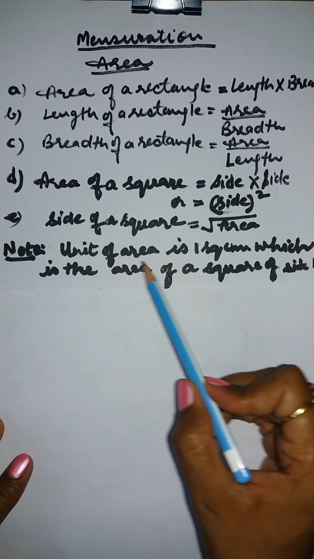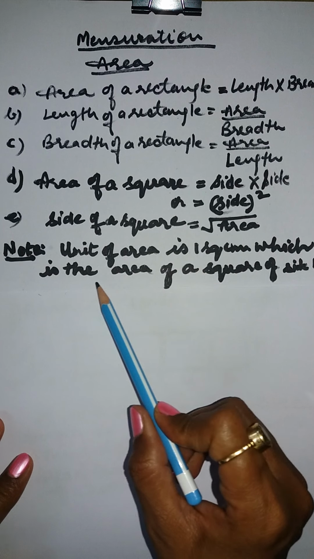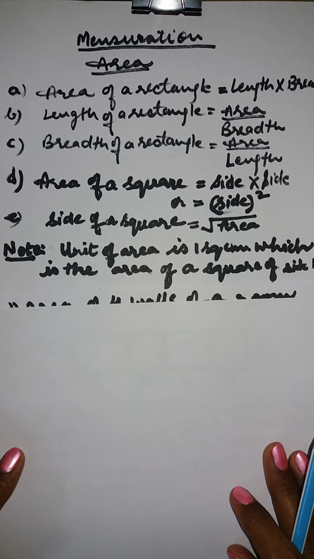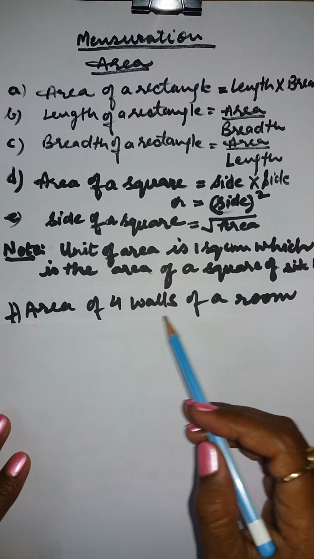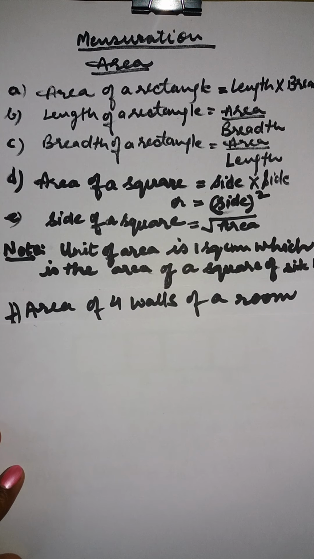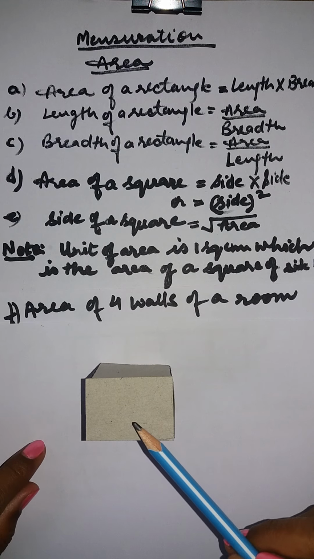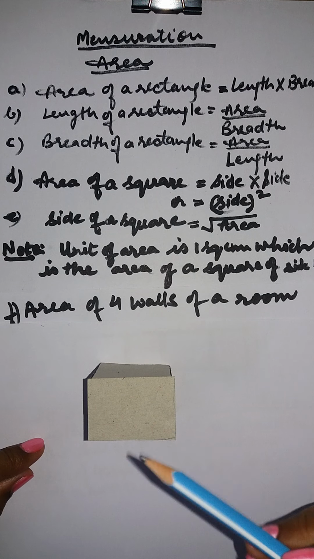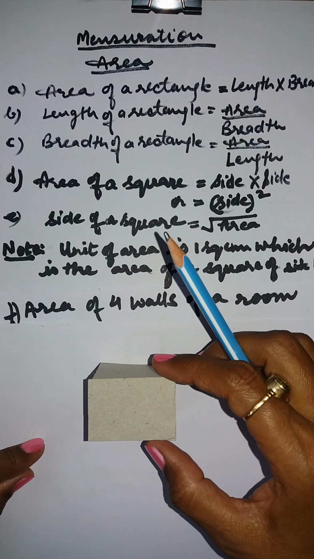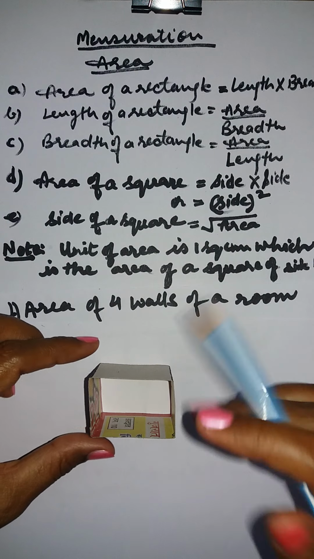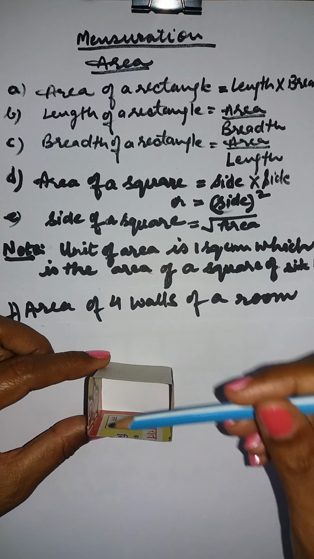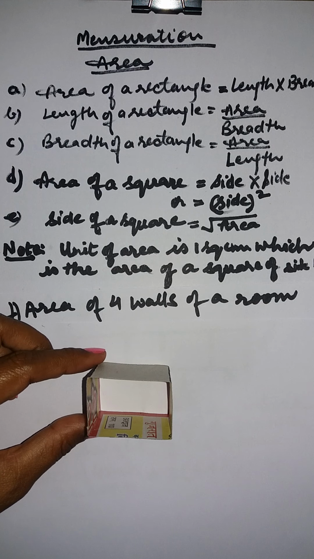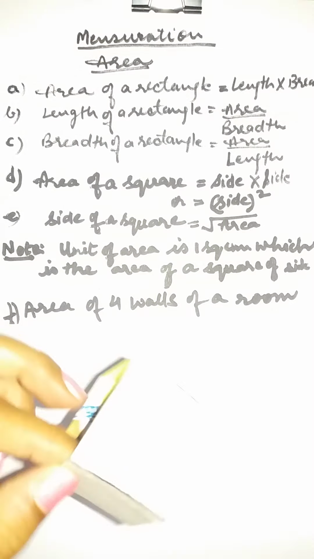Note that unit of area is 1 centimeter square, which is the area of the one small square, which is 1 centimeter. Now, what is the area of 4 walls of a room? Let us find out with the help of activity. If we see, this is a model of room I have shown here, where this is a roof and I am removing it now. And we can only see now the 4 walls of the room. And I am going to cut one corner of this wall.